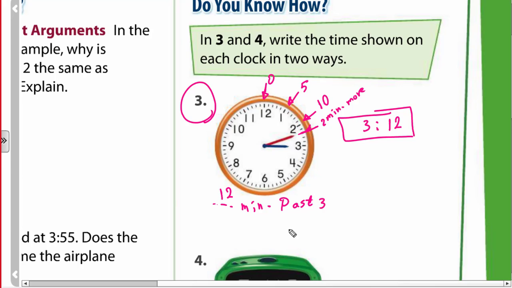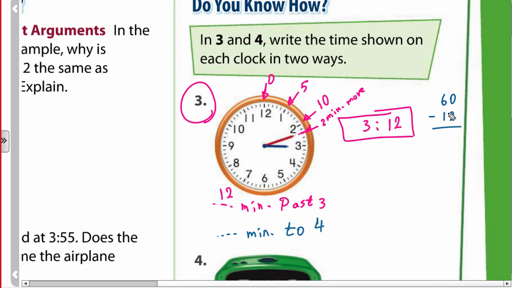Okay, we need to use 2. So we will reach what hour after this one? After 3? 4. Okay, so how many minutes to reach 4 o'clock? Okay, we can count all this, but this is too much for us to count. So we have another way using subtraction? Yeah, we will subtract from 60.